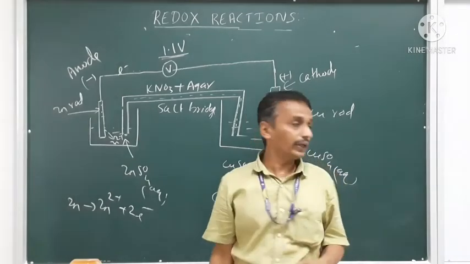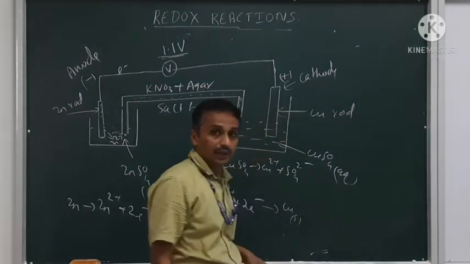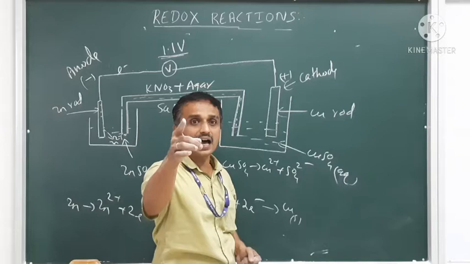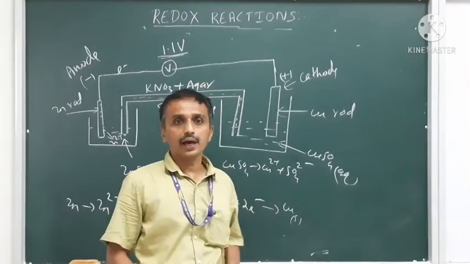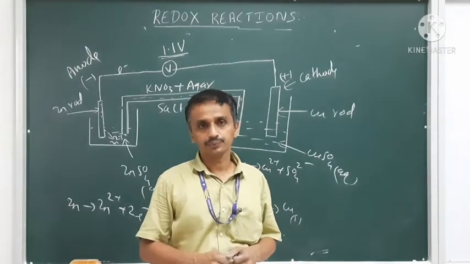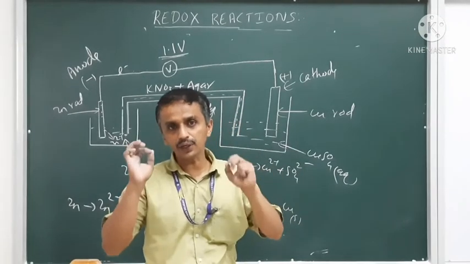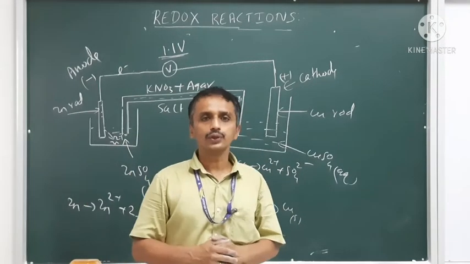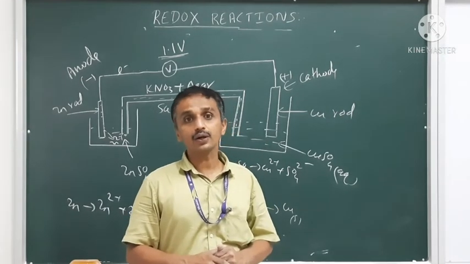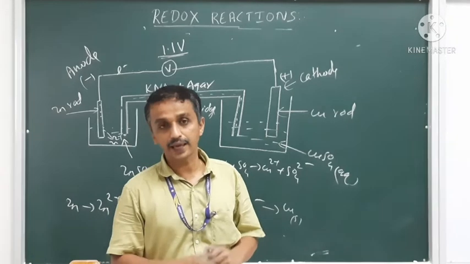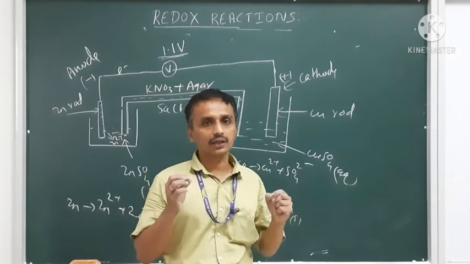In the electrolytic cell, the electrode which attracts the anion is the anode, and you know anion has a negative charge. To attract the negative charge ion, there should be a positive electrode. So anode is positive in case of electrolytic cell, like Nelson cell, Castner-Kellner cell.